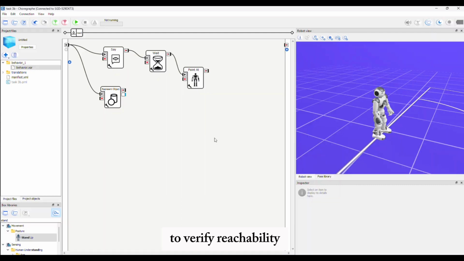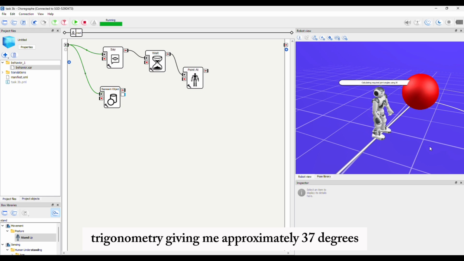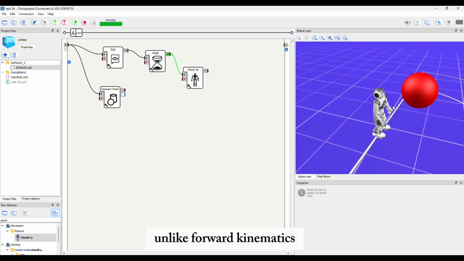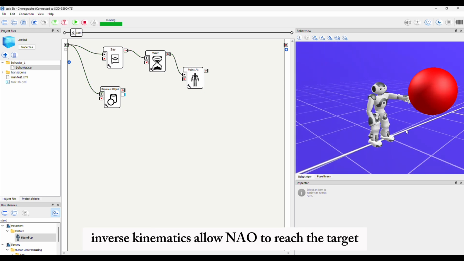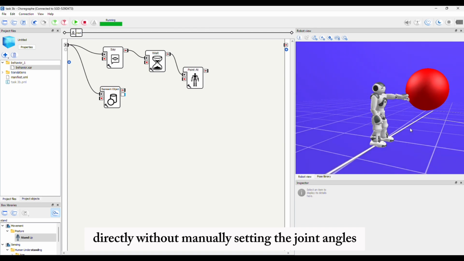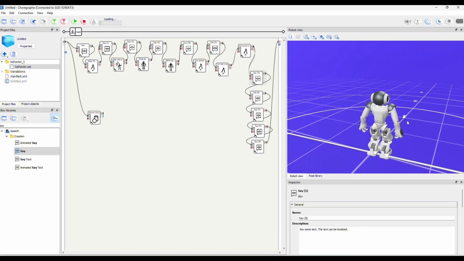To verify reachability, I calculated the shoulder angle using inverse trigonometry, giving me approximately 37 degrees. Unlike forward kinematics, inverse kinematics allows Nao to reach the target directly without manually setting the joint angles.